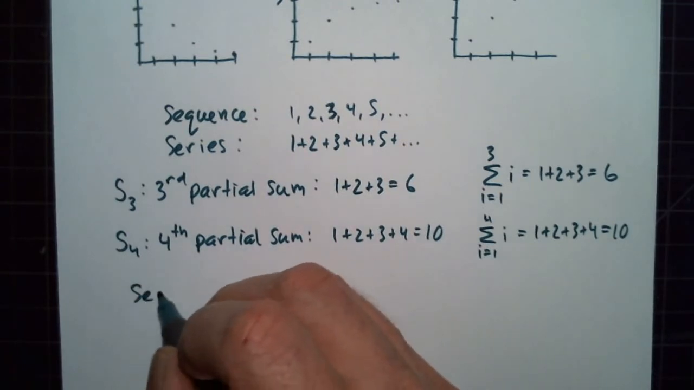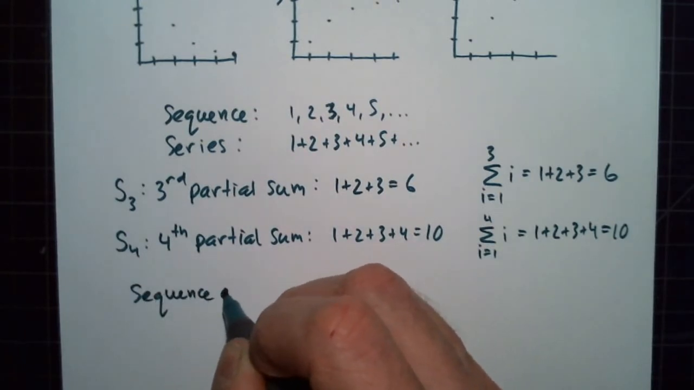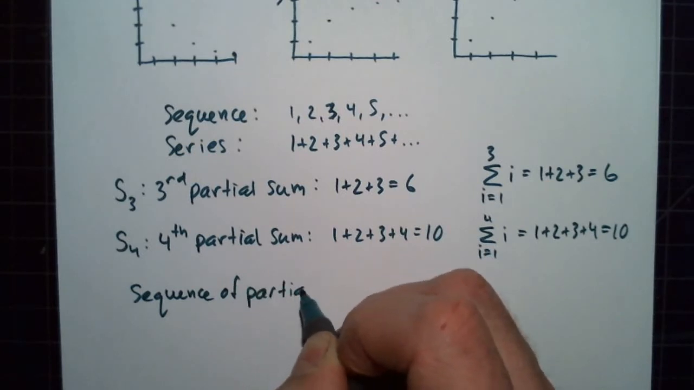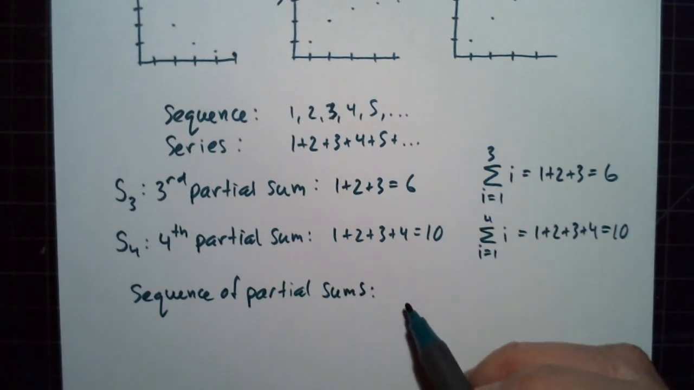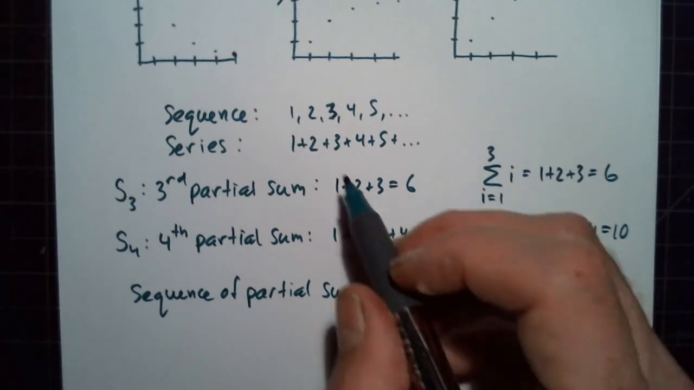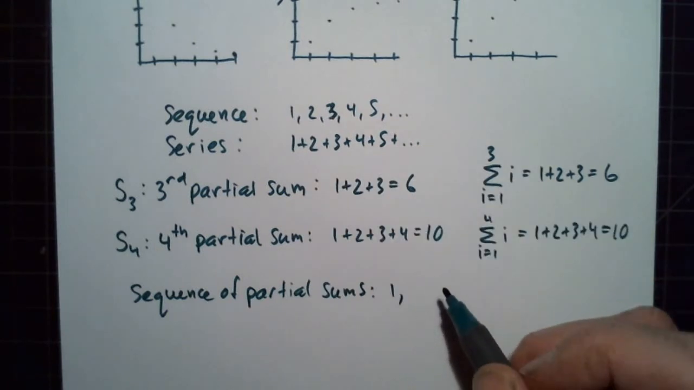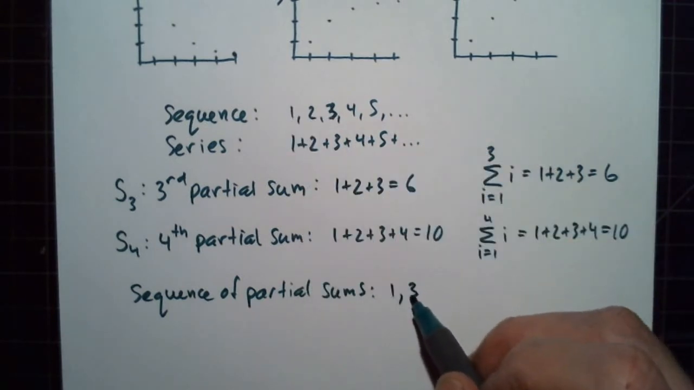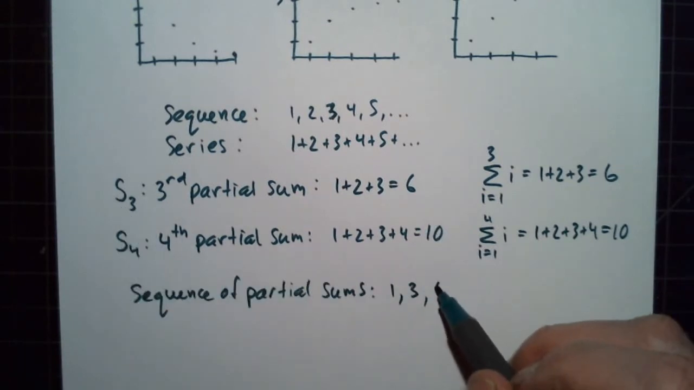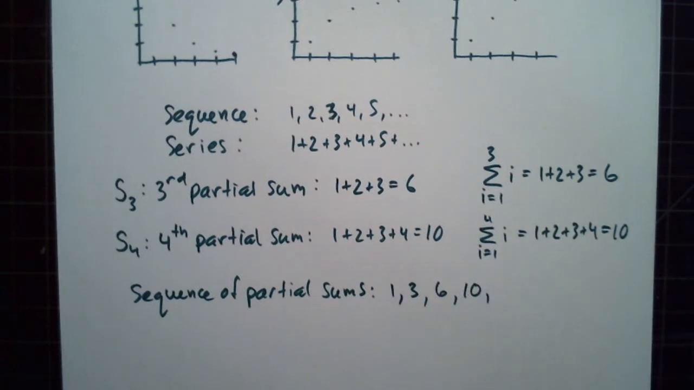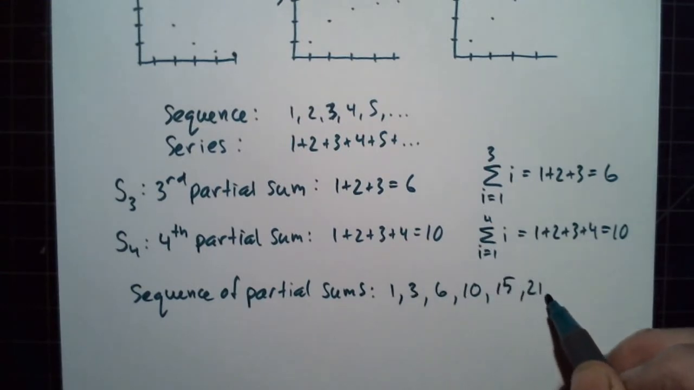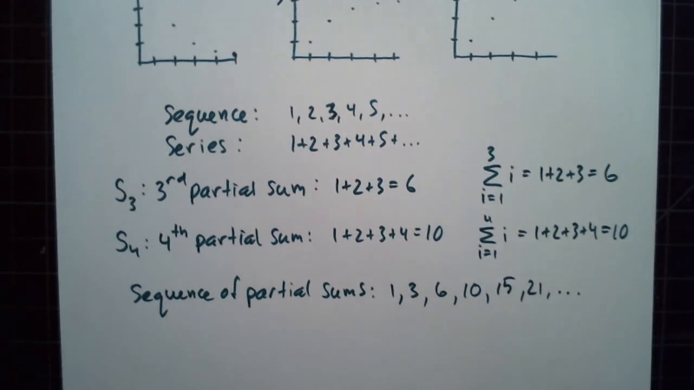We can also have a sequence of partial sums. And that would be S1, S2, S3, S4. S1 is 1. S2 is 1 plus 2. S3, or the third partial sum, is 6. The fourth partial sum is 10. And we could continue, but it looks like there's a pattern. Plus 2, plus 3, plus 4, plus 5, plus 6. So that's a sequence of partial sums.